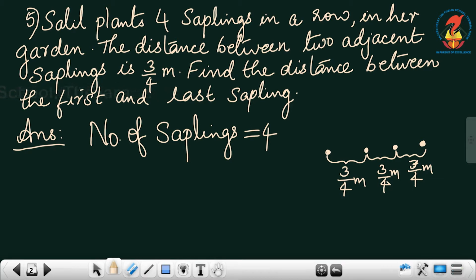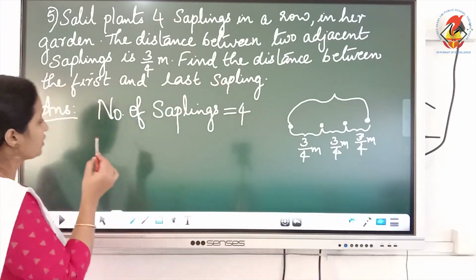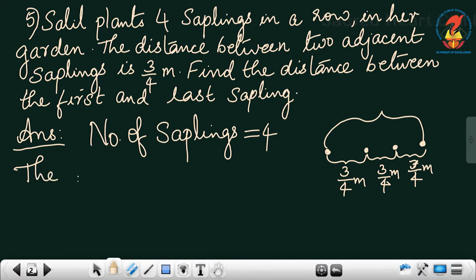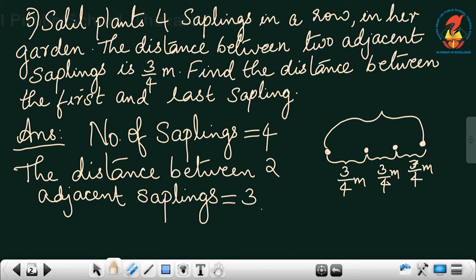Now what we have to find out here? Find the distance between the first and the last sapling. We have to find the distance from here to here. Okay. So first you write the statements. First you write down the distance between two adjacent saplings is equal to 3 by 4 meter.